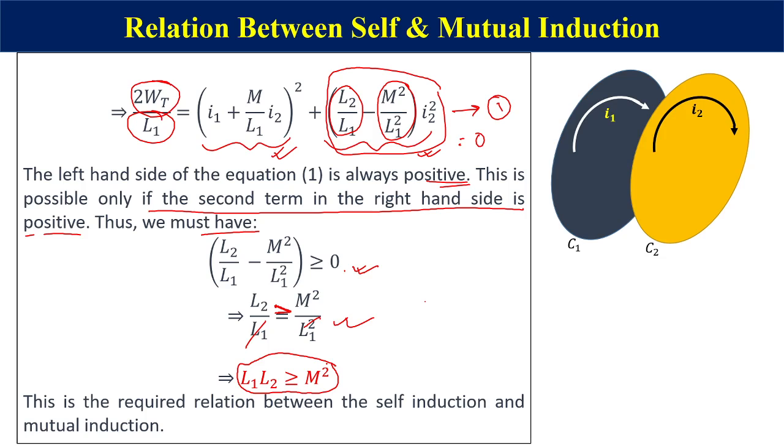Alright, so if you have two coils, they are carrying independent currents of their own, I1 and I2. They have coefficients of self-inductance L1 and L2 respectively. And if capital M be the mutual induction between them, then the relation goes as: the product of the coefficients of self-inductance of the two coils is always greater than or equal to the square of the mutual induction between these coils. So this is a very critical kind of a relation, you can say. It's an inequality. Sometimes it can be an equality.